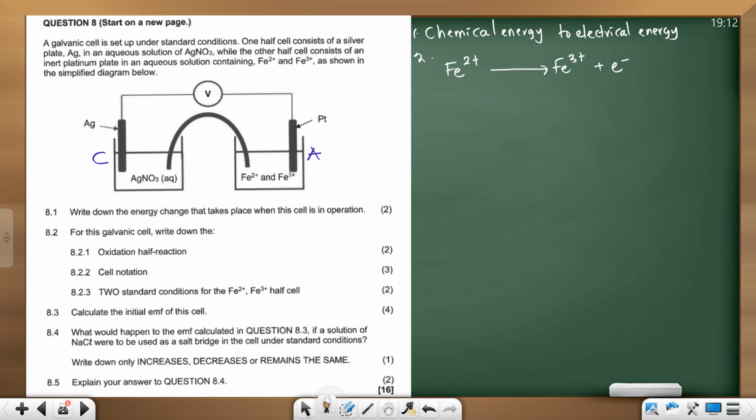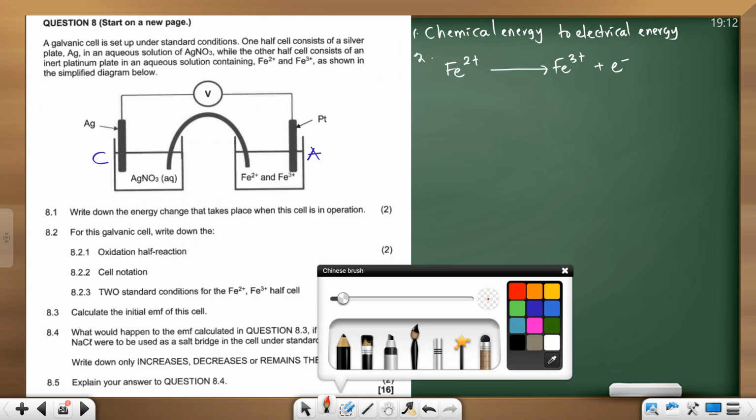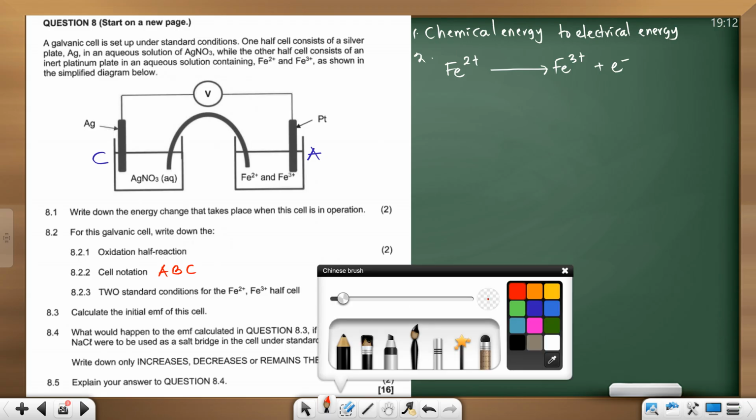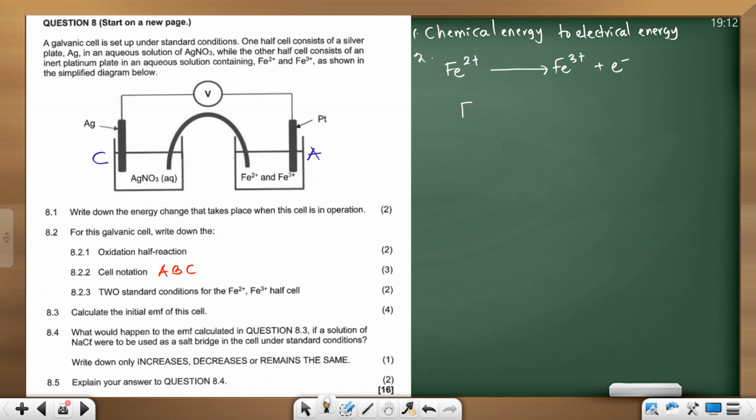Cell notation. Cell notation is as simple as what? A, B, C. Which one is my anode now? Fe2+, which is what? Aqueous. Fe3+. Do you notice that, guys? I cannot do this. Same phase. That thing, I told you what it means. It's called a phase separator. We use it in separating what? Phases. But they are of the same phase. So what should I do? A comma there.